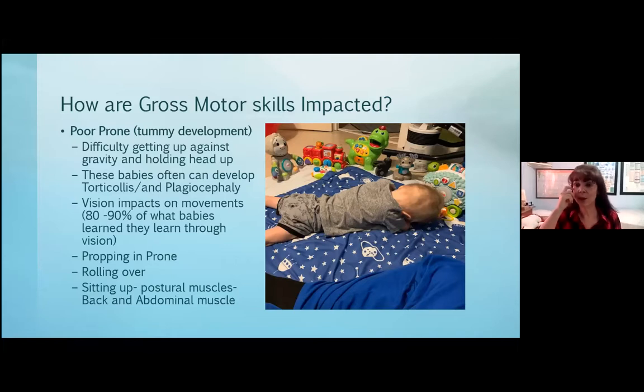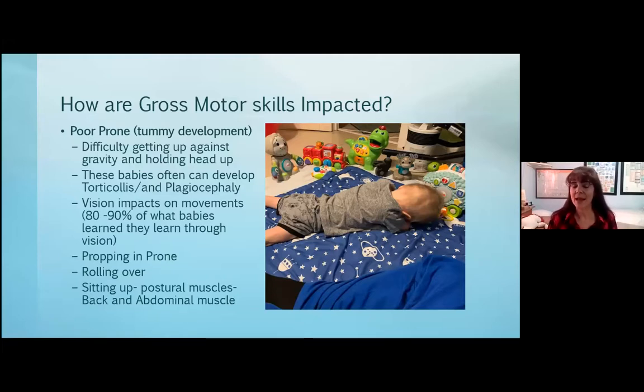So I took these pictures just like a month ago. So this is him in the current, right? He actually can lift his head, and I'll show you some videos of him doing some things later. But it's very challenging for our babies to get up against gravity and hold their head up. And so what often happens, because they're on their back a lot, and because containers that we have created in our world mostly keep babies laying on their back these days instead of on their tummy, these babies can develop secondary problems like torticollis and plagiocephaly.